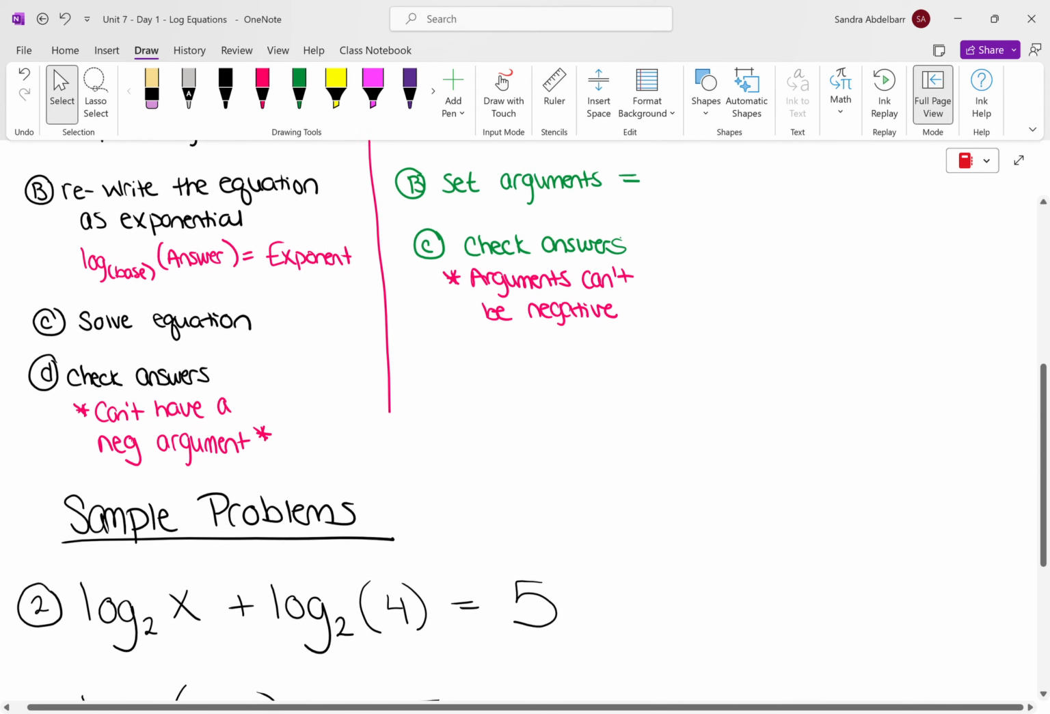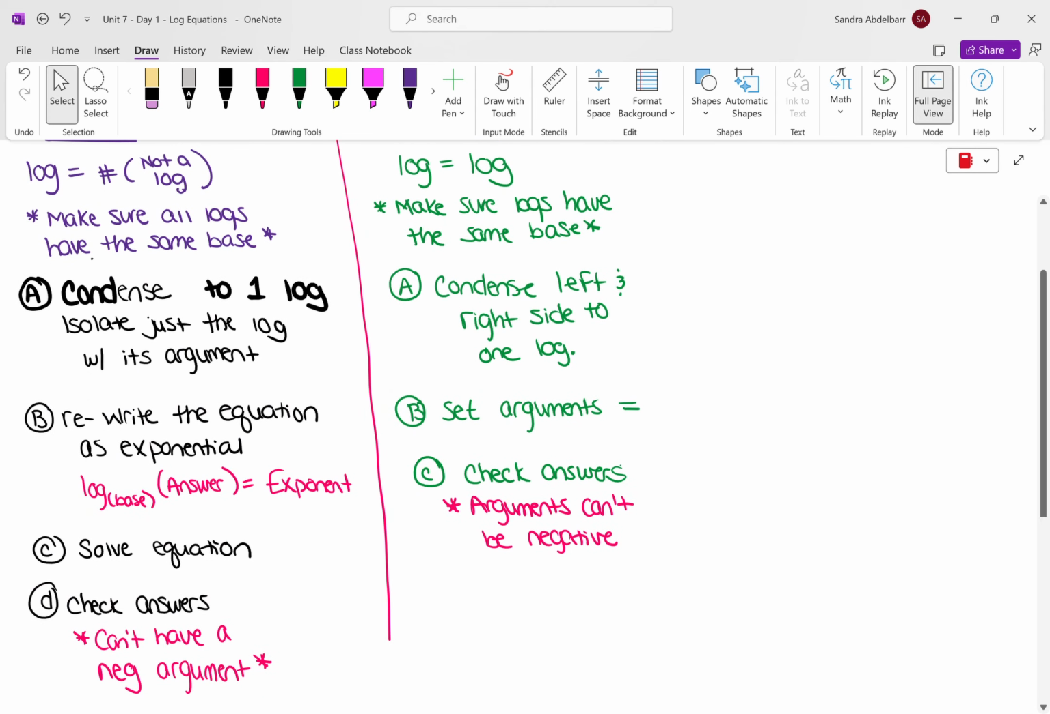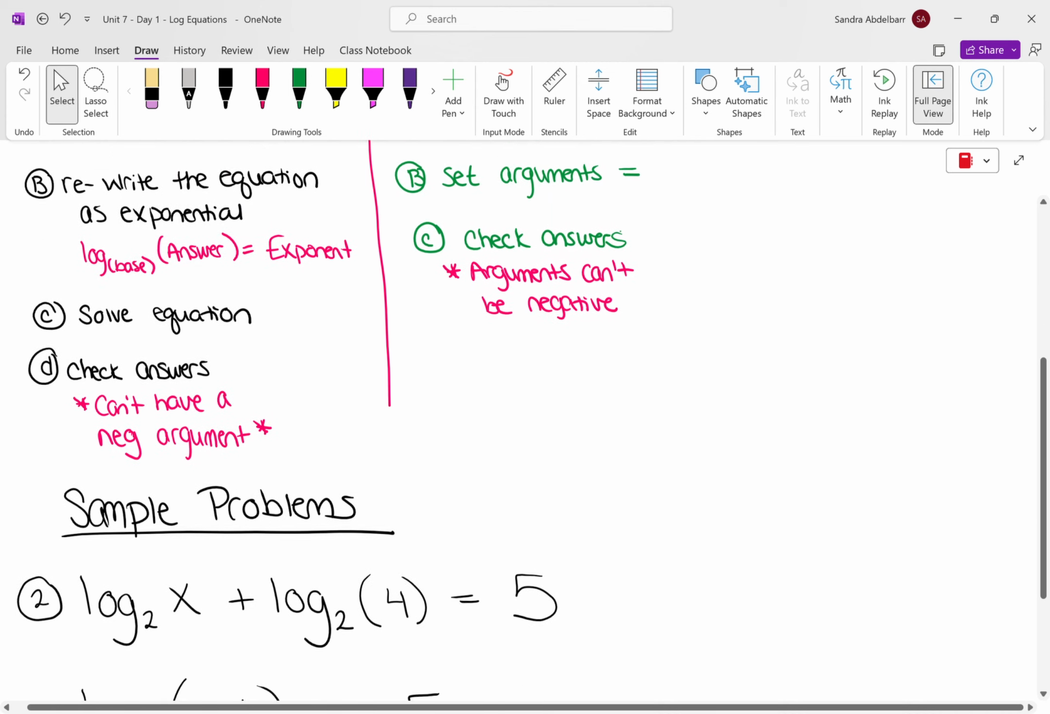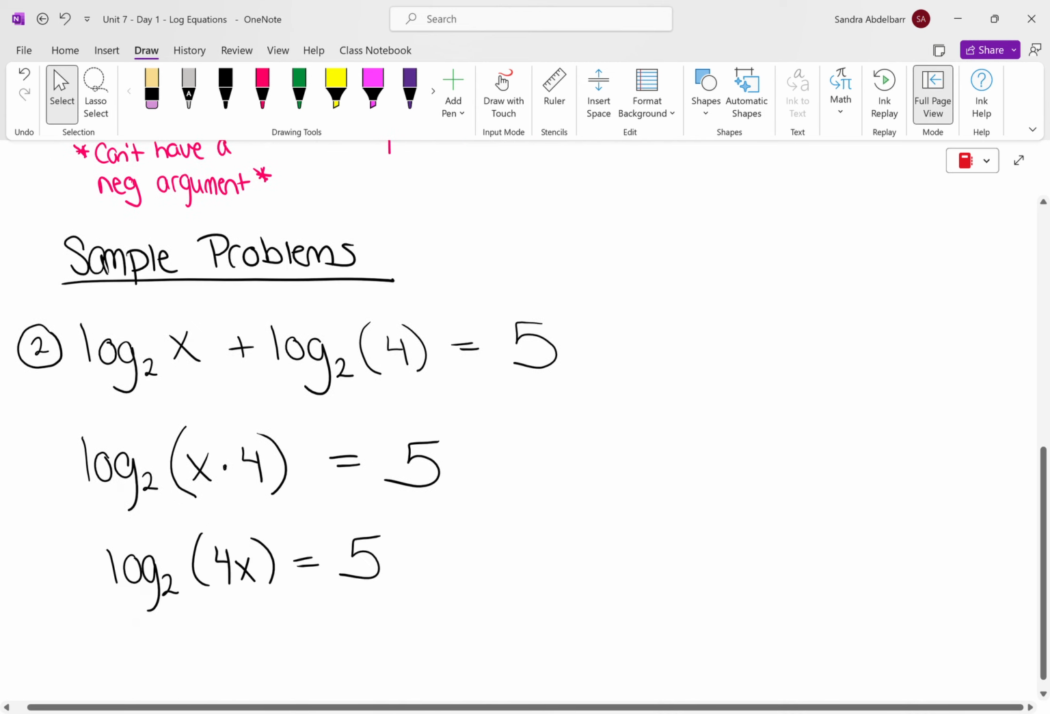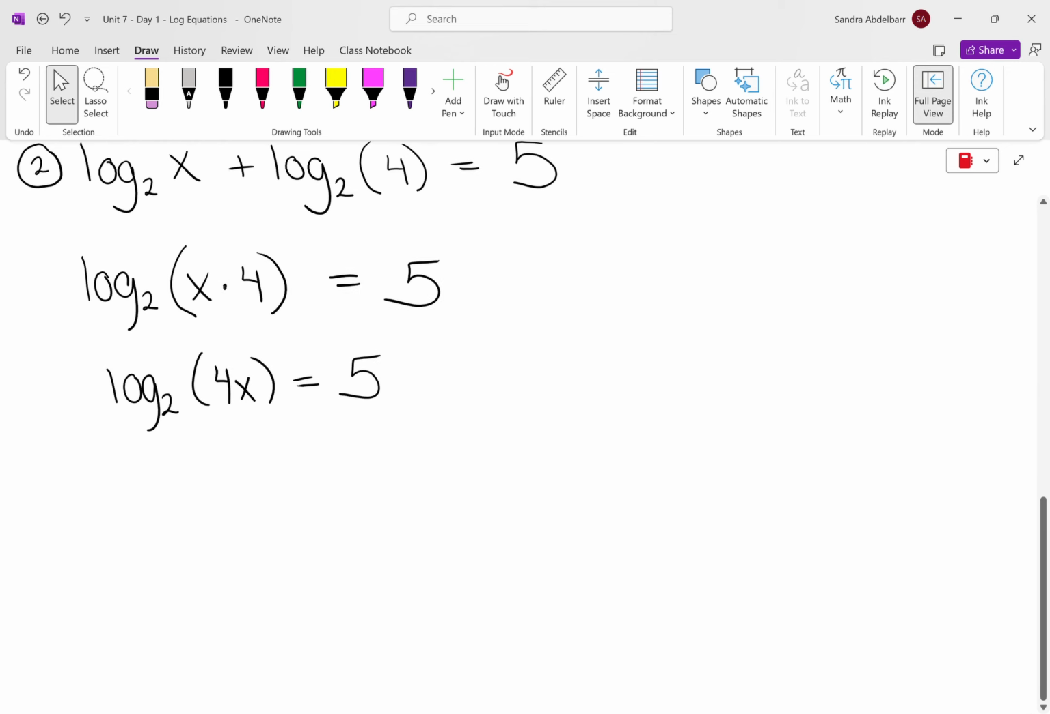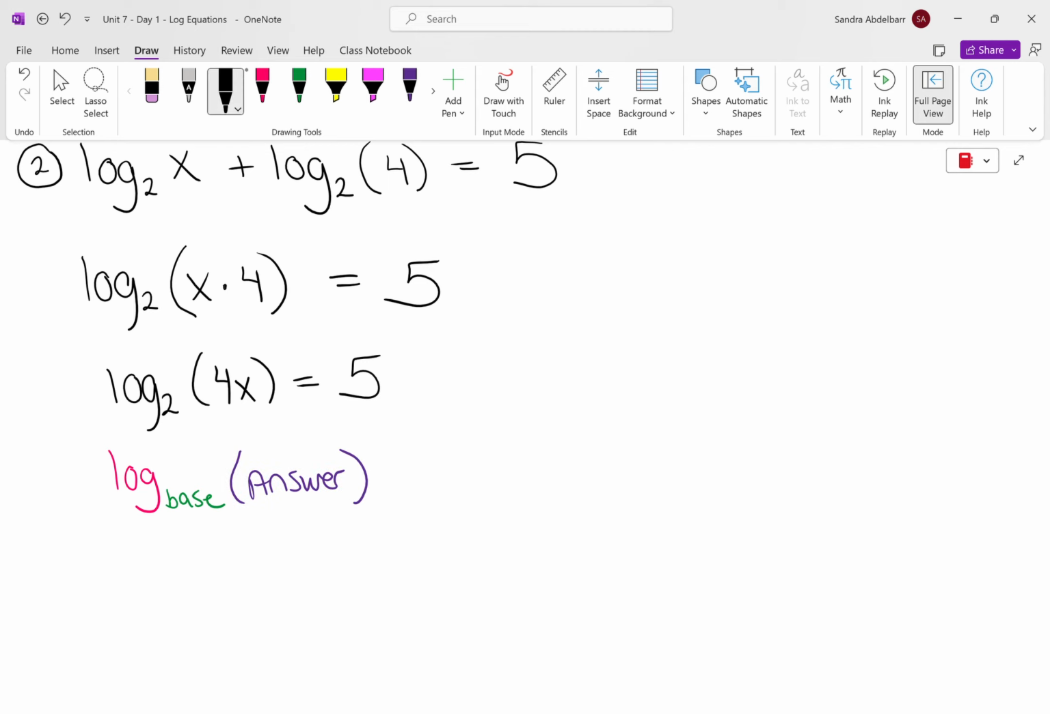Now we're going to go back. So what does it say? Go back to your steps. Condense to 1 log. We did that. Rewrite the equation as an exponent. So that's our next step. We're going to rewrite the equation as an exponent. So remember, log base, our argument is our answer, equals our exponent.